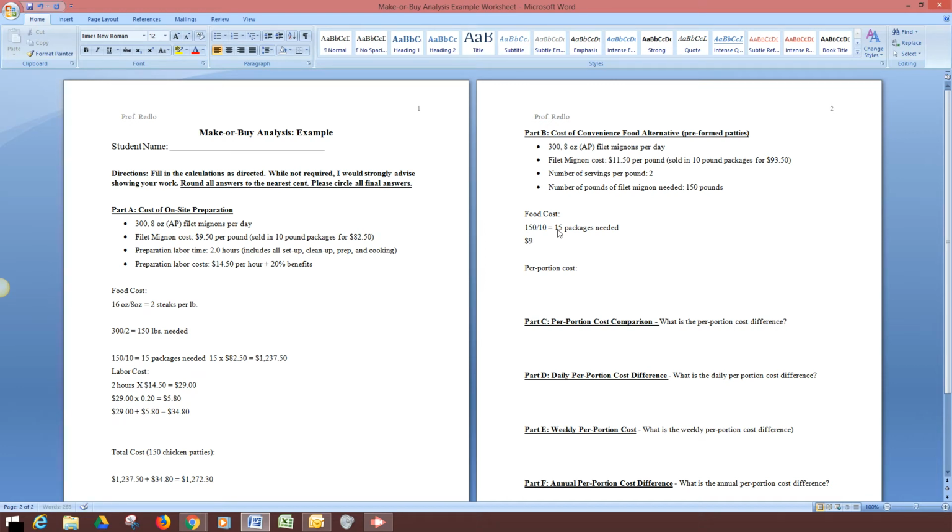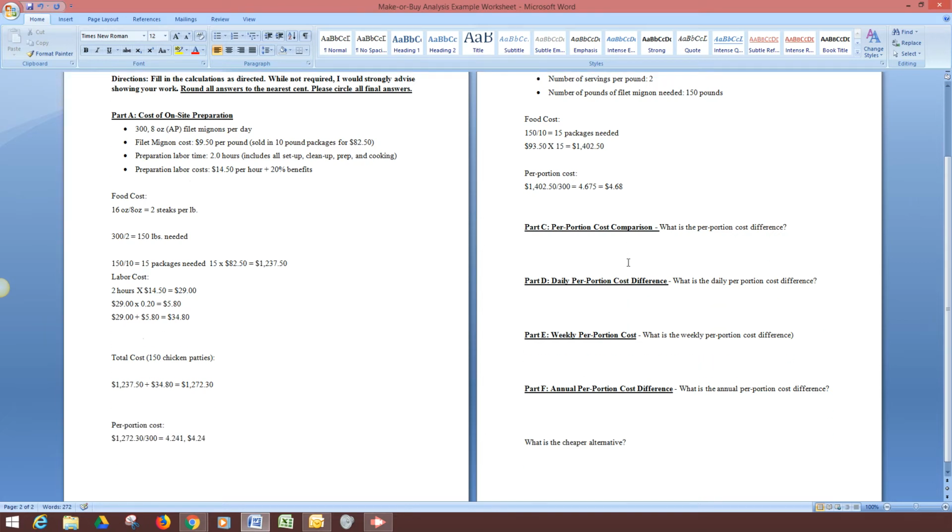So we would take $93.50 times 15. So that gives us our food cost of $1,402.50. Now in this case, there's no labor cost because since this is coming in fully prepped, we don't need any of our people to work with it. So we just go right to our per portion cost, like our $1,402.50 divided by our 300 portions, which comes out to 4.675. Again, we round to the nearest cent. So that really is $4.68 for our per portion cost.